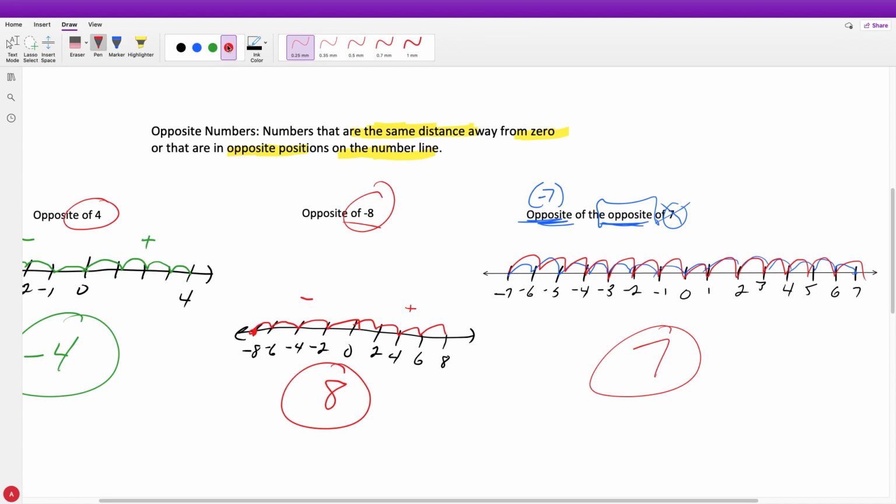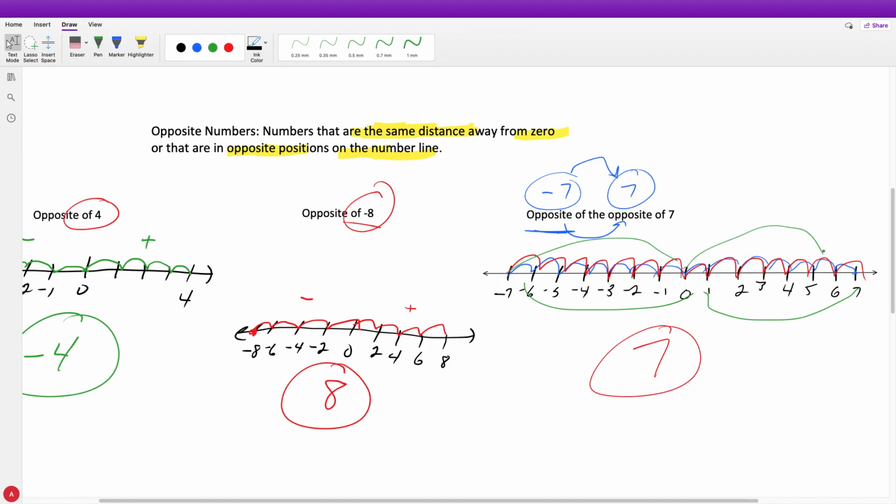All right, because what we can think about is the opposite of the opposite. Well, the first opposite of 7 is going to give me -7. And then when I go to the second opposite, the opposite of -7 is going to give me +7. So you see we're moving back to how we started. We started at 7. We're going to -7 to begin with. And then the opposite of -7 is bringing us back to the beginning.